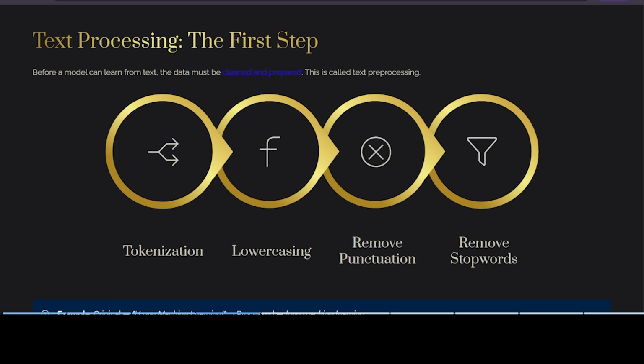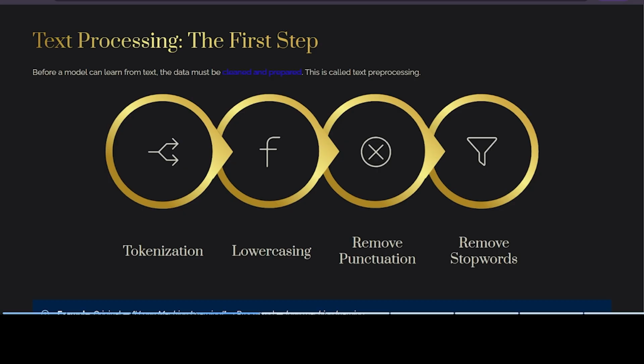And then the next step is tokenization. Tokenization is splitting the text into individual words. For example, "I love machine learning" will be split into I, love, machine, learning. Now each word can be analyzed separately, so that is why tokenization is used here.